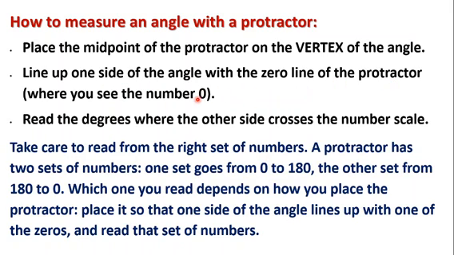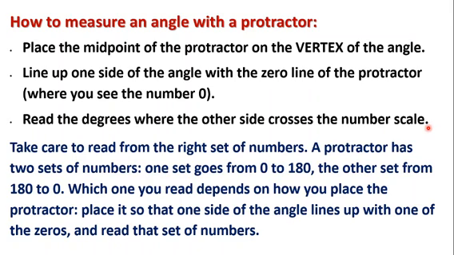So remember we said that two lines, when they meet, form an angle. One of those two lines, whichever one you prefer, you ensure that after you have placed the midpoint of the protractor at the vertex, one of those two lines is on 0. It could be in the inner or in the outer scale, doesn't matter. But it has to be on 0. And then lastly, you read the degrees where the other side crosses the number scale.